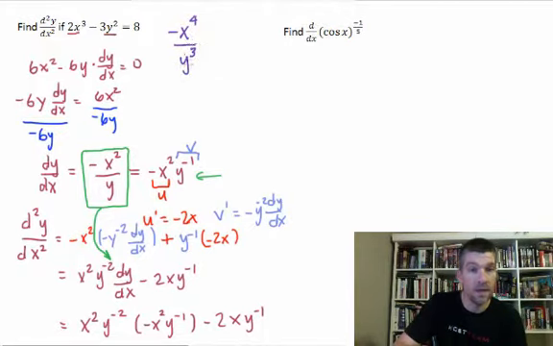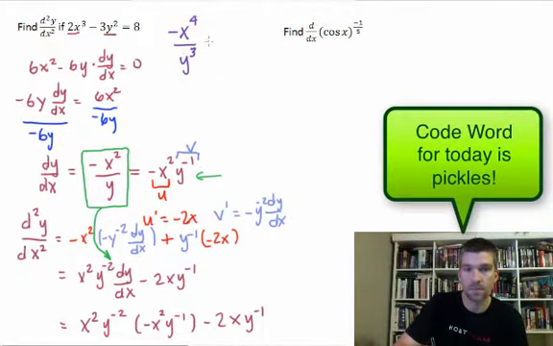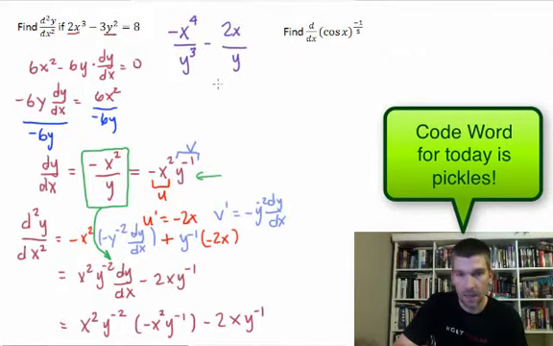And remember, y to the negative 3 is the same as this. Minus 2x over y. Okay, and that's what our answer looks like.